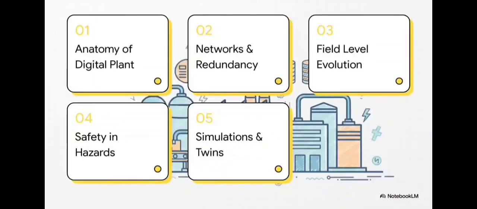Okay, let's dive right into this macro to micro tour. We're going to cover the anatomy of a digital plant, look at networks and redundant systems, check out the field-level digital evolution, tackle safety and hazardous environments, and wrap up with simulation and digital twins.